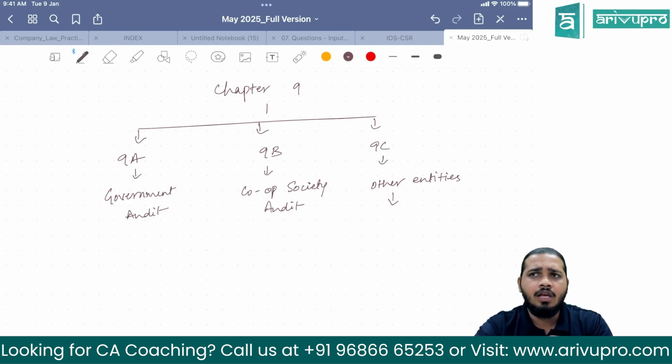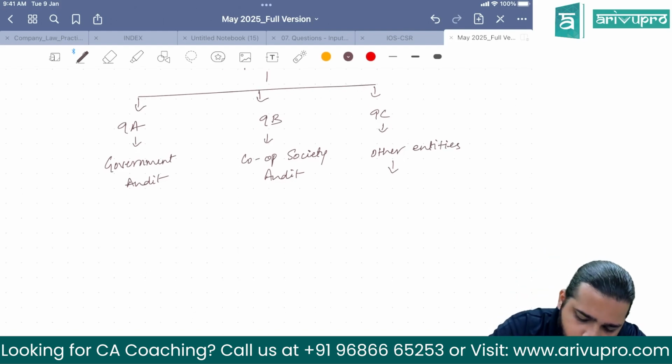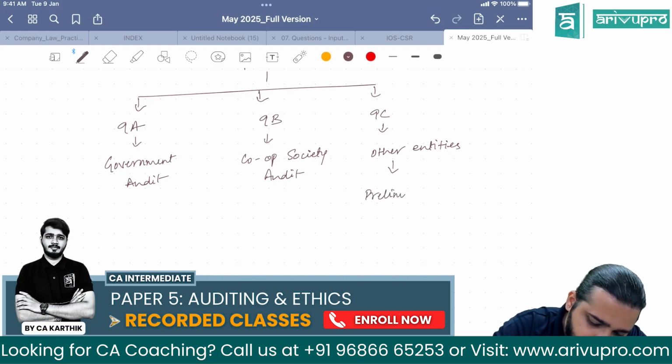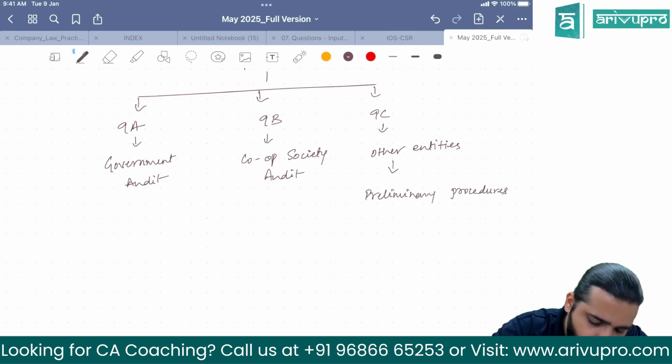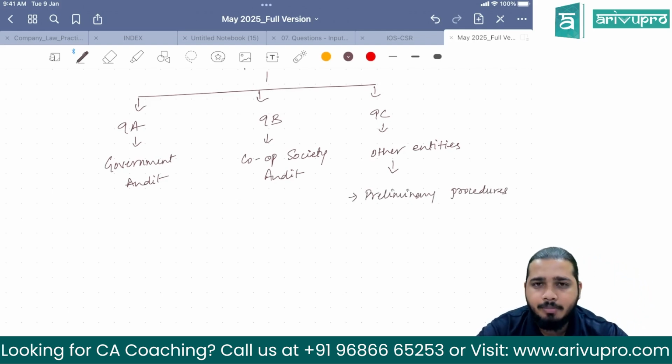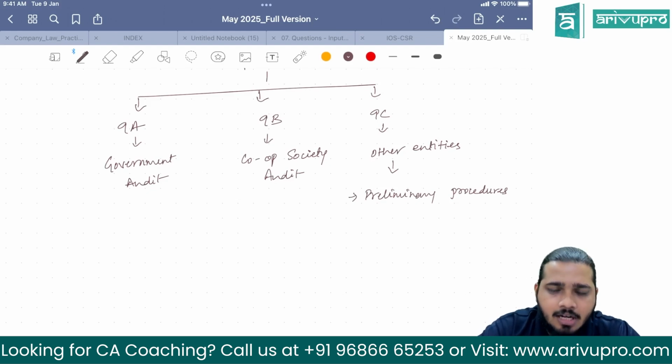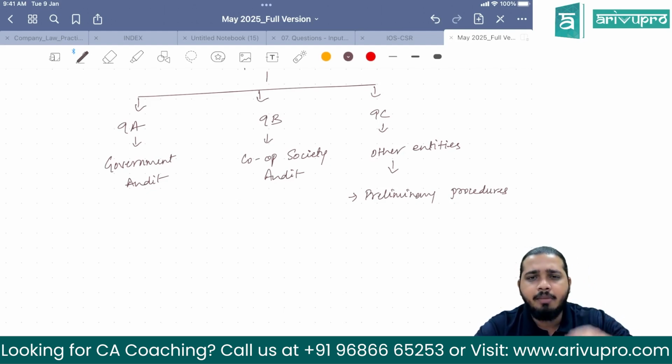How do we study that? See, in every entity, there are 5 headings that are common which we have to think about. One is preliminary procedures. Now what are preliminary procedures, sir? Getting to know about your client. So if it is a company, reading their MOA, AOA. If it is a trust, reading their trust deed. If it is a partnership, reading their partnership deed. Such things come under preliminary.